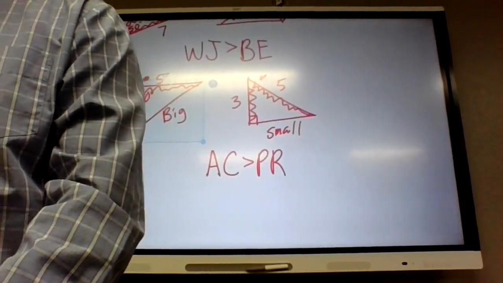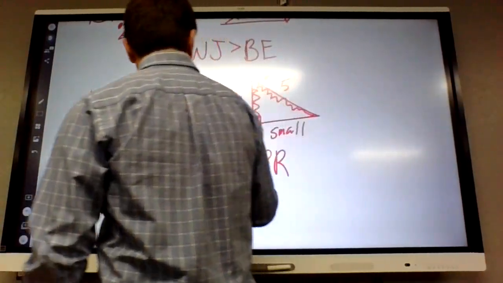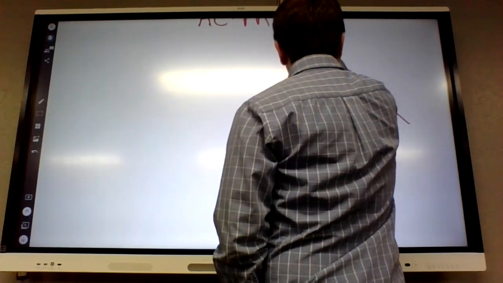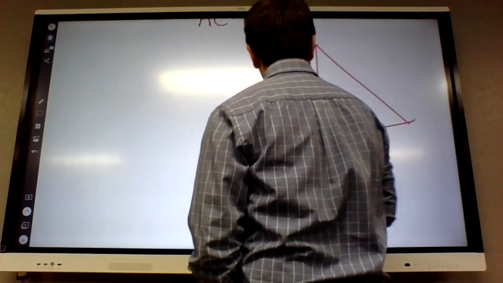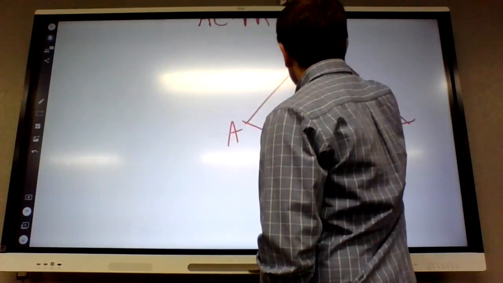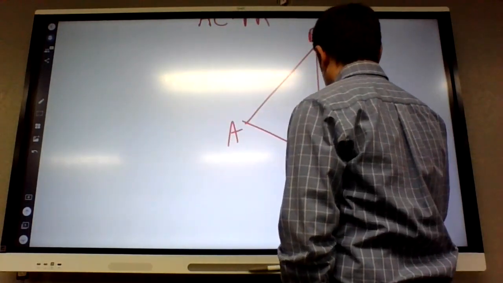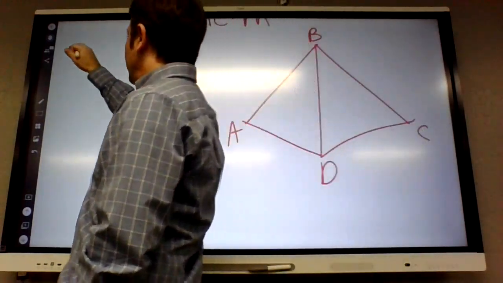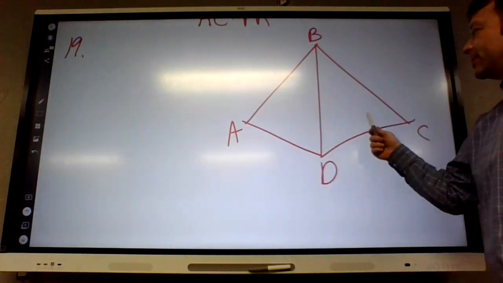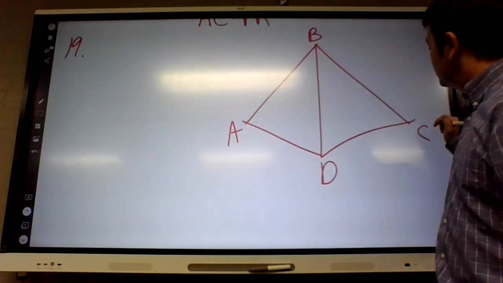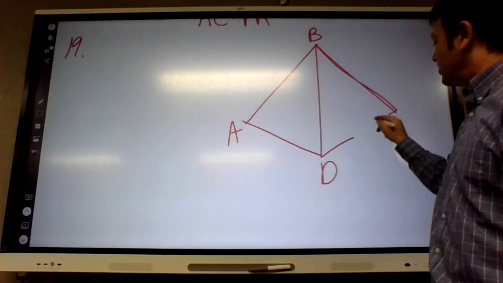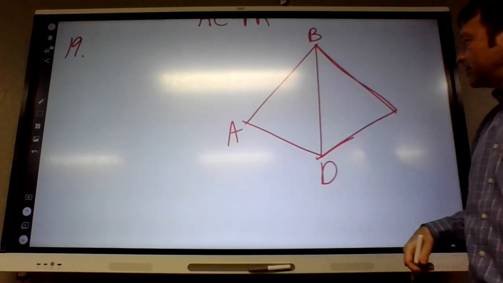Okay, number 19. So we got this drawing on number 19. It goes A, B, C, D. Well, before they tell me anything, what's something I know about these two triangles? BD is congruent in both triangles. So they already got one shared jaw, like right there.